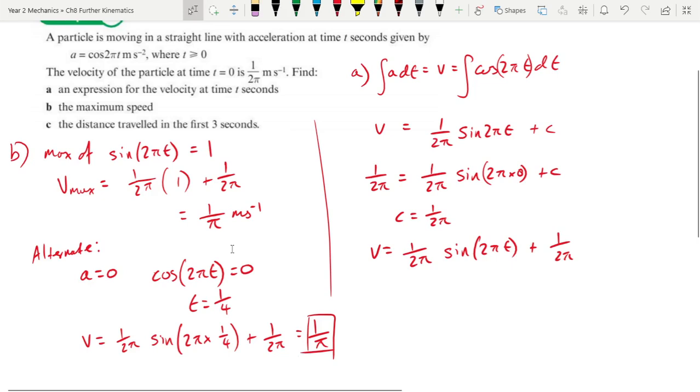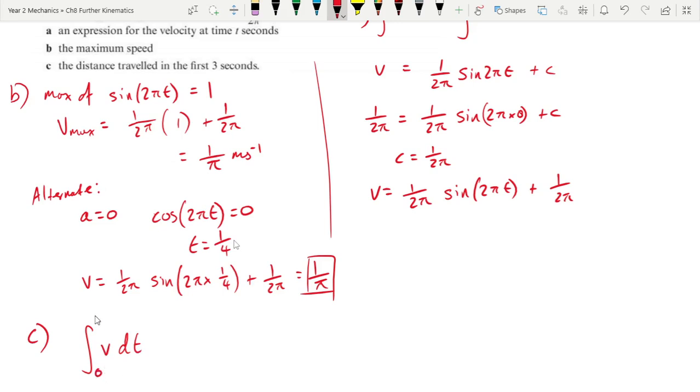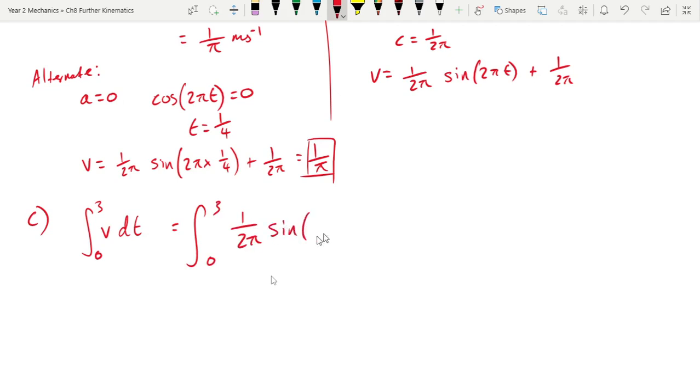Now for part C, the distance travelled in the first 3 seconds. So to find a distance or a displacement, we have to integrate or find the area underneath the velocity. So we want to integrate the velocity with respect to time in the first 3 seconds. So that's between 0 and 3 for t. Okay. So let's fill in what v was. So v was 1 over 2 pi sine 2 pi t plus 1 over 2 pi dt.